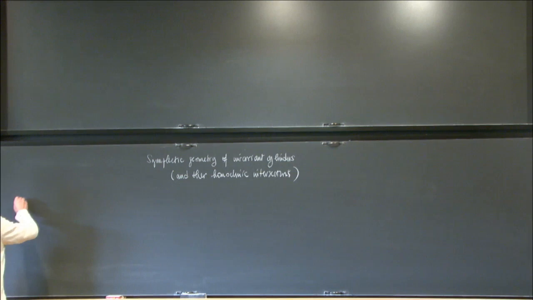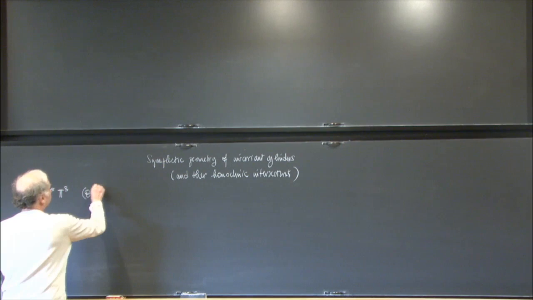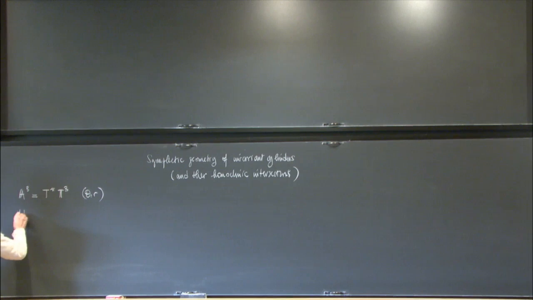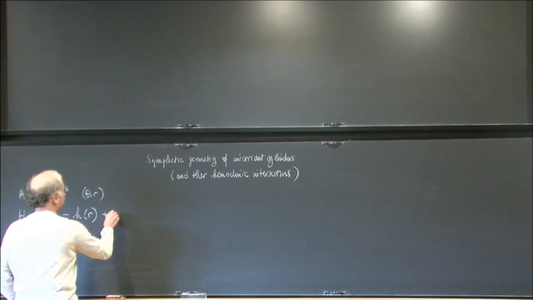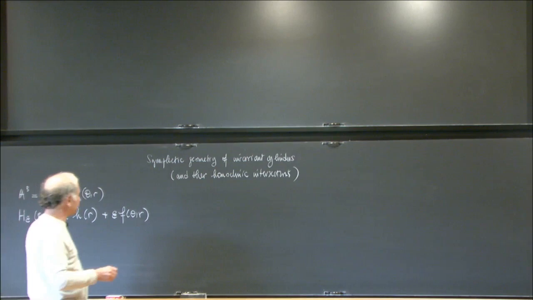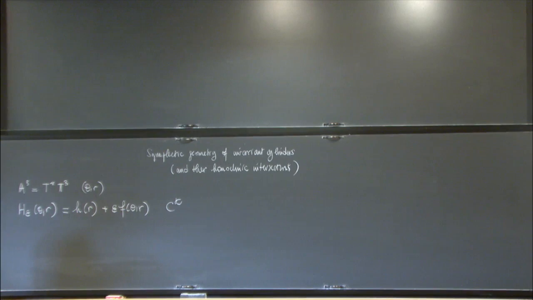I will denote by A3, or A^n, the cotangent bundle of T3. Theta and R are the canonical coordinates on it. And we'll consider a Hamiltonian system which is close to an angle-action system, H of R plus epsilon F of theta and R, and everything is as regular as we need. In such a system, I will consider a point which is a double resonant point. If you normalize this system using symplectic diffeomorphisms, you will get a simpler form, which is like this. In fact, it's a simplified normal form.